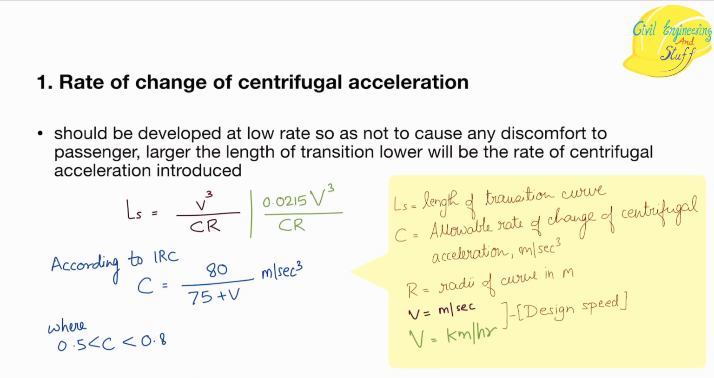C, the allowable rate of change of centrifugal acceleration, is given by 80 divided by 75 plus V. The permissible limit as per IRC for this is between 0.5 and 0.8.